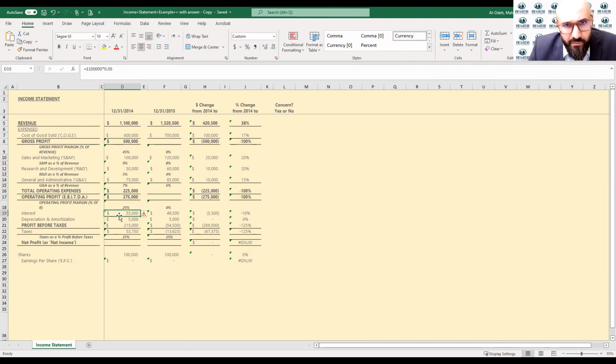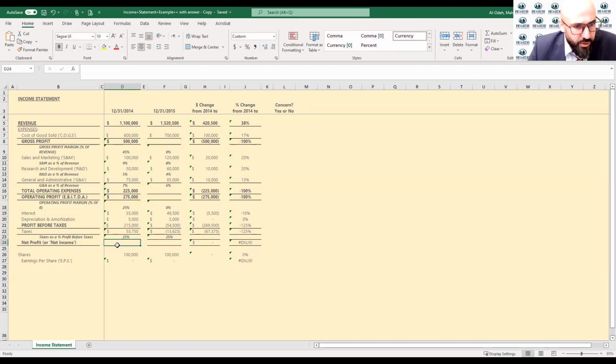Interest is given to you. Your company will be paying 55,000. Depreciation would be 5,000, and profit before tax would be subtract the 275 minus the 60,000 here. That will give you 215. In the taxes, that would be just multiplying the number 215 times 25%, according to a percentage given to you or what you have to do, how much you have to pay. That is calculated to be 53,750.